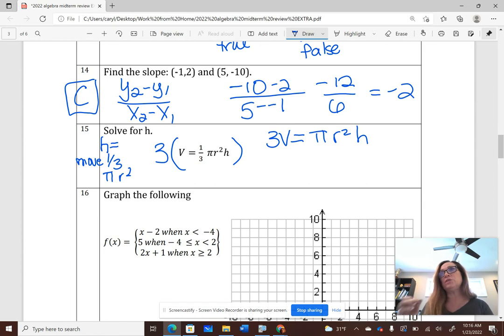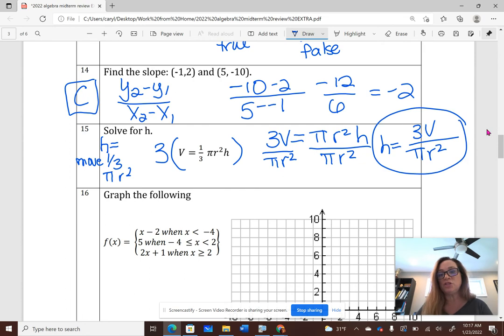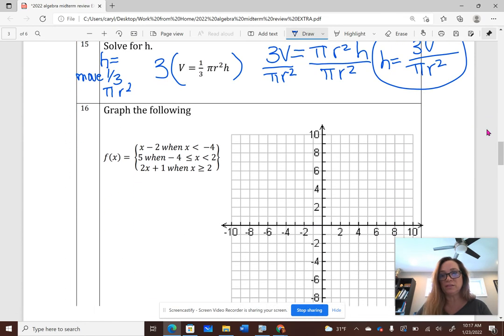And you could either just use the reciprocal or a lowest common denominator. And now I just have to divide, because when anything is completely attached, like it's all one term, then it's always going to be division to get rid of it. So that gives me h equals 3v over pi r squared. Again, on multiple choice, sometimes just knowing what to do gives you the answer.